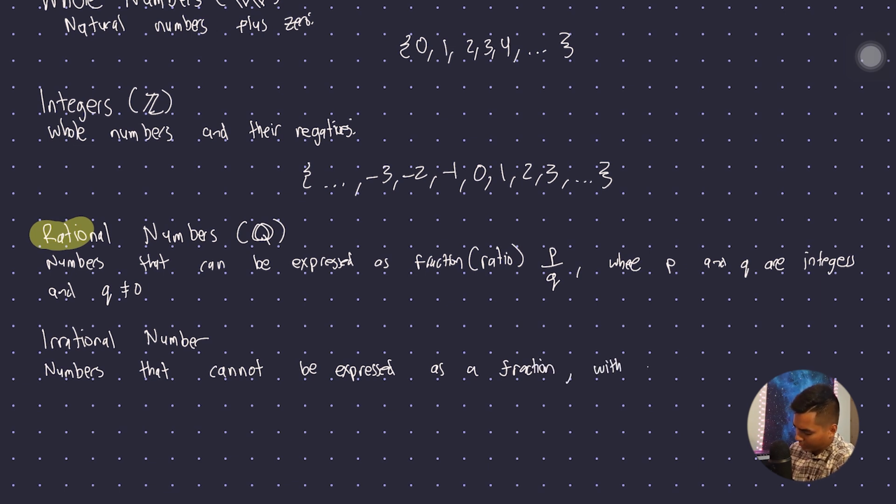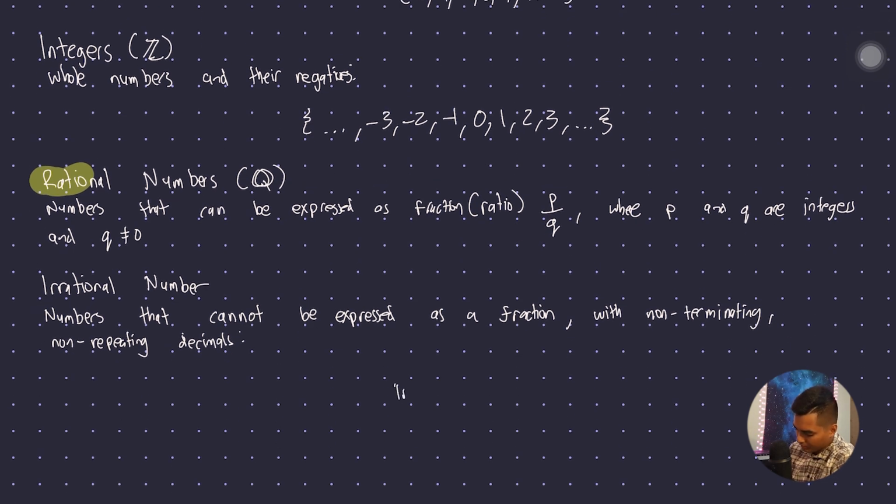With non-terminating, and this is the important part, non-repeating digits, decimals. Again, we had the number pi. The number pi is an irrational number because it's equivalent to 3.141592653, and that's going to go on forever and ever and ever.